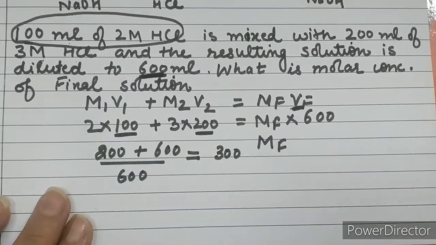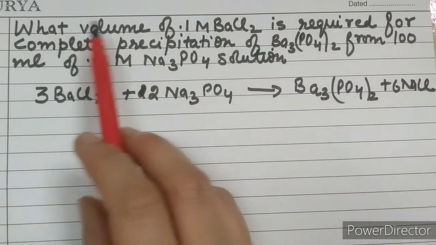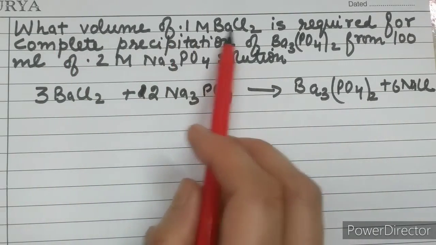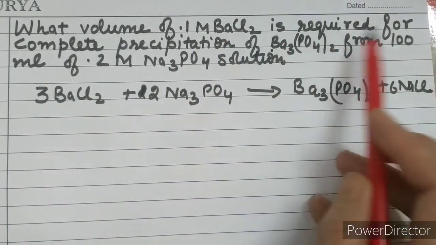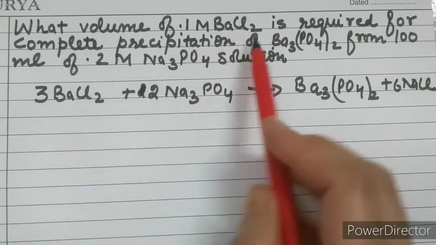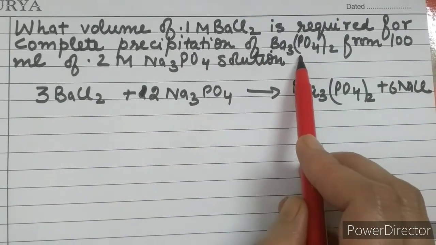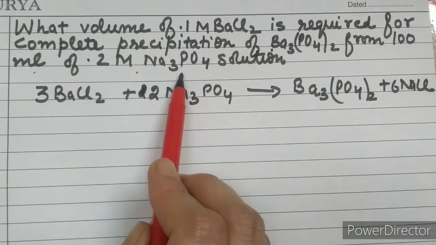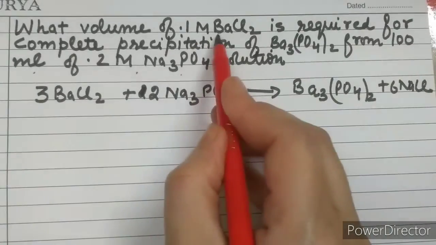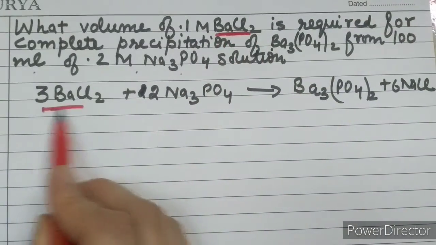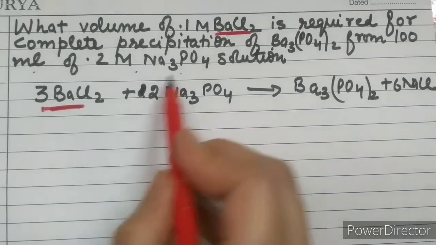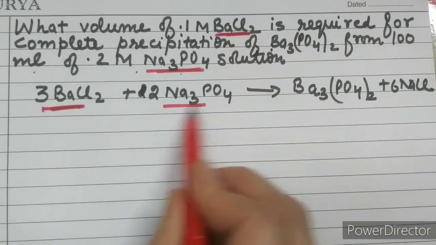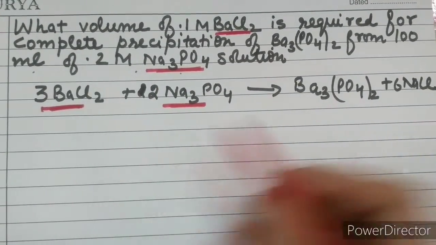300. The question is, what volume of 0.1 molar barium chloride is required for complete precipitation of barium phosphate from 100 ml of 0.2 molar sodium phosphate? Let us see what the equation is. So barium chloride reacts with sodium phosphate, and the product is this.